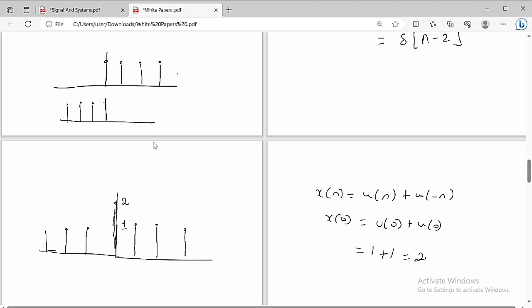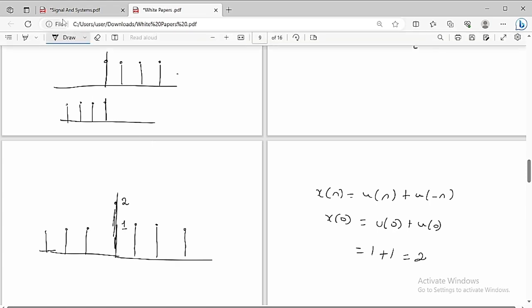So the signal is not repeating anywhere. We can say it is a non-periodic signal. What's the meaning of periodic signal? After some amount of samples of time, the signal should repeat. But in this case, it is not repeating. So definitely we can say it is a non-periodic signal or aperiodic signal, in simple words.